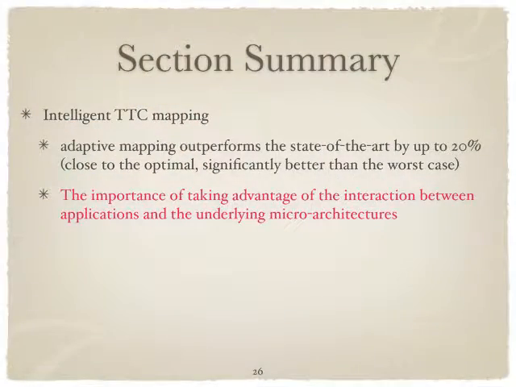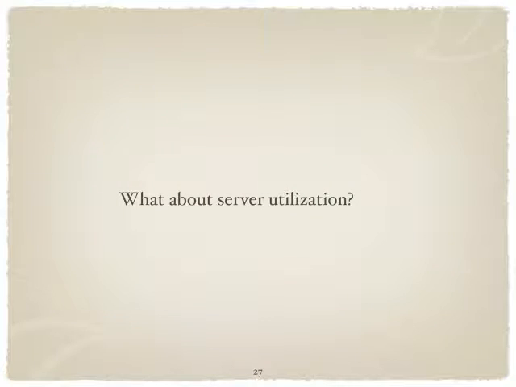All right, section summary. We present adaptive mapping of threads to improve the performance for those applications. I want to highlight the importance of taking advantage of the interaction among applications, and between applications and the microarchitecture. I think this is where a lot of runtime systems will come in to improve performance for those emerging domains. So I talked a little bit about improving performance. I want to switch gears a little bit and talk about server utilization. So how do we actually improve server utilization?